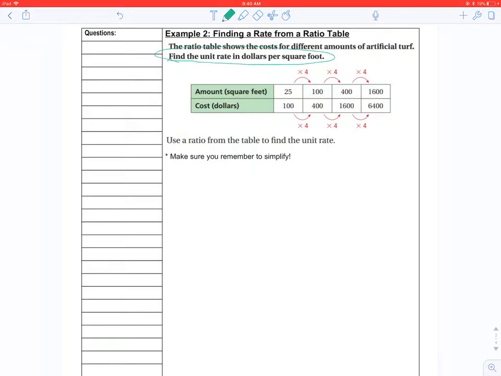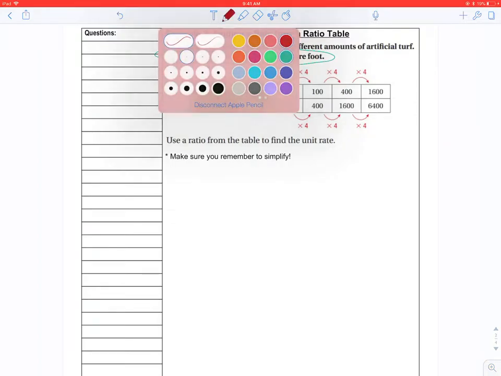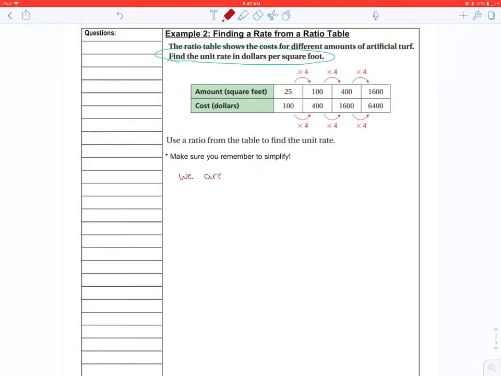What the question wants us to do is find the unit rate in dollars per square foot. So in other words, we are being asked to find the cost of a single square foot of turf. Because we can see from our ratios that 25 square feet will cost me $100, but how much is just 1 square foot going to cost me?